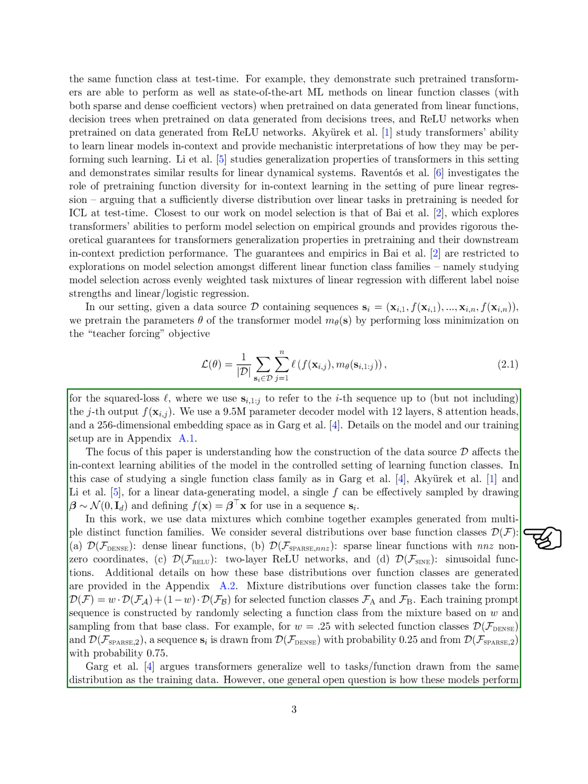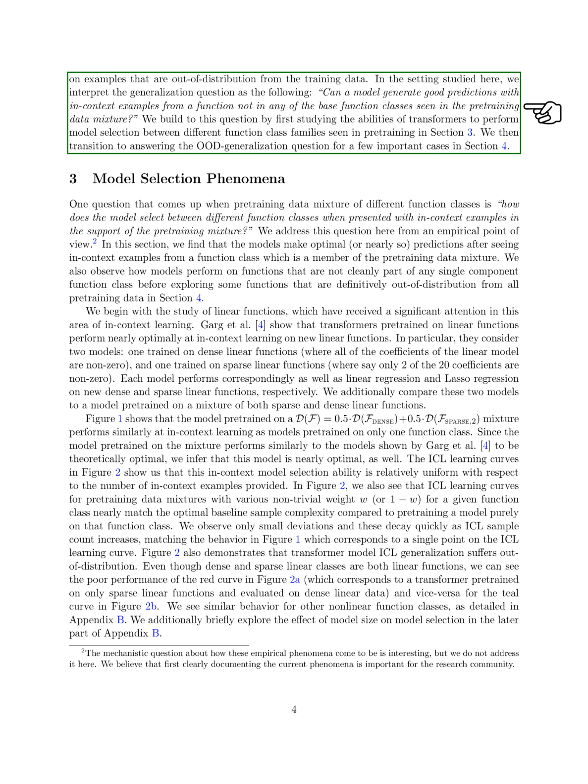We also explore how these models perform on examples that are out of distribution from the training data. We interpret the generalization question as, can a model generate good predictions with in-context examples from a function not in any of the base function classes seen in the pre-training data mixture? We first study the abilities of transformers to perform model selection between different function class families seen in pre-training and then transition to answering the out-of-distribution generalization question for a few important cases.